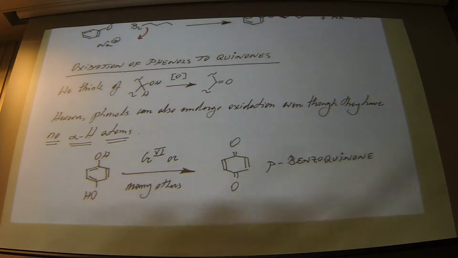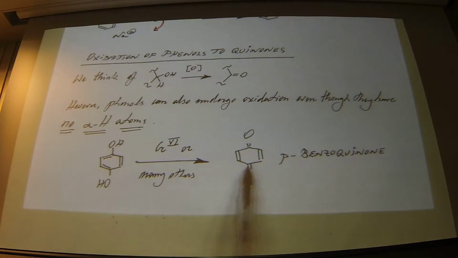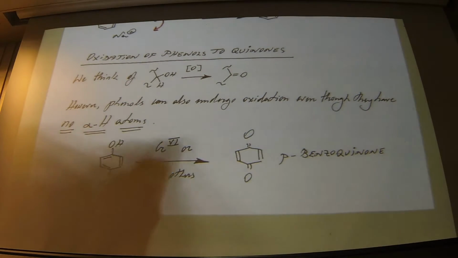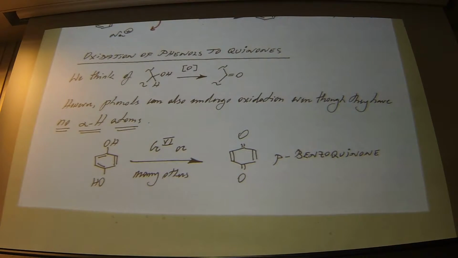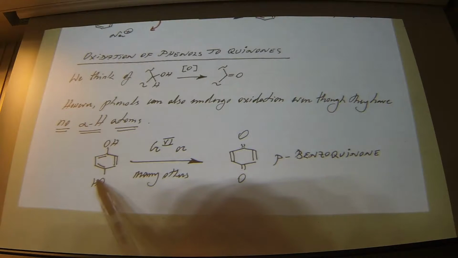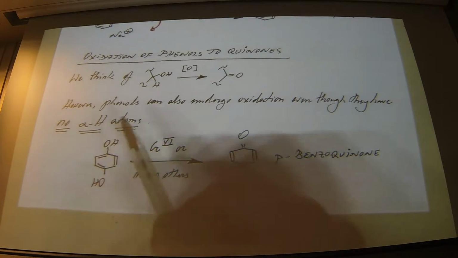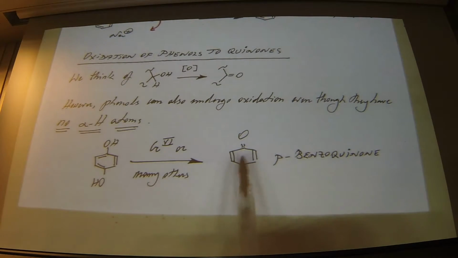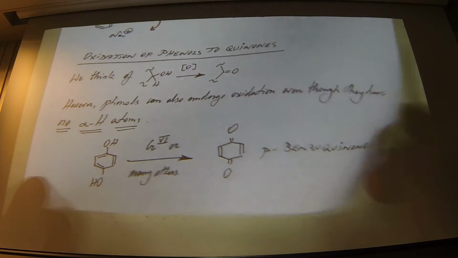But phenols, nonetheless, are easily oxidized to quinones. And the reason for that is because, once again, there's a slightly different mechanism. You end up pulling off one hydrogen atom to form an oxygen-centered radical, and then you pull off the other hydrogen atom, and that radical is actually the resonance structure for the p-benzoquinone. And so quinone formation is very, very easy, not just from phenol, but also from other aromatics.